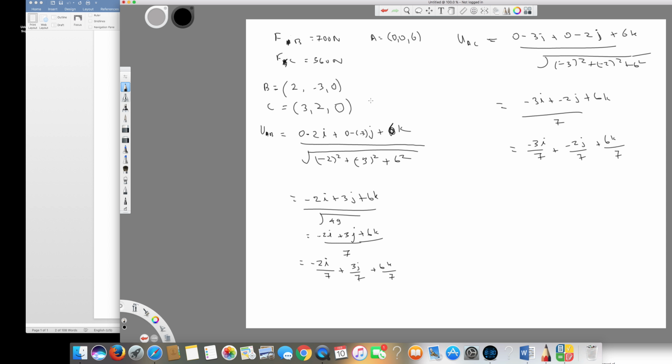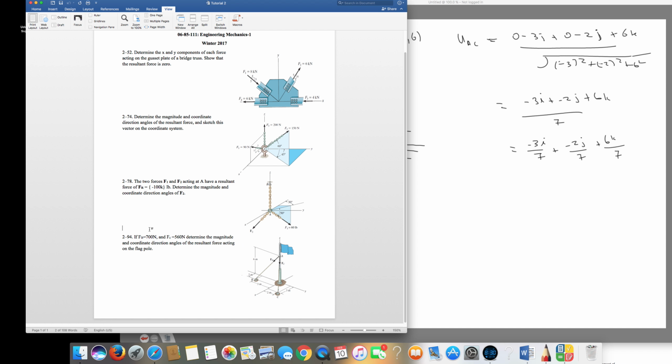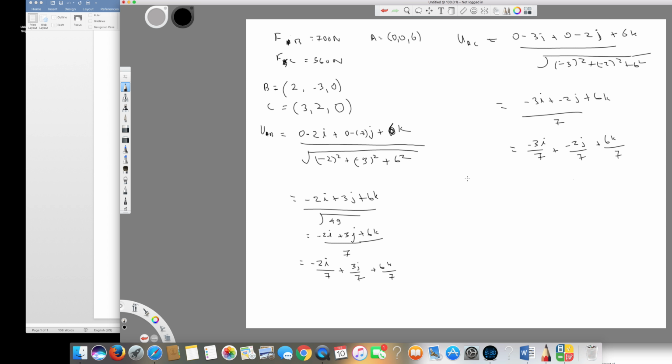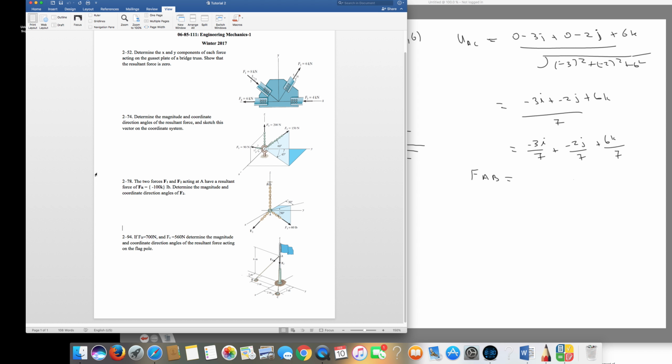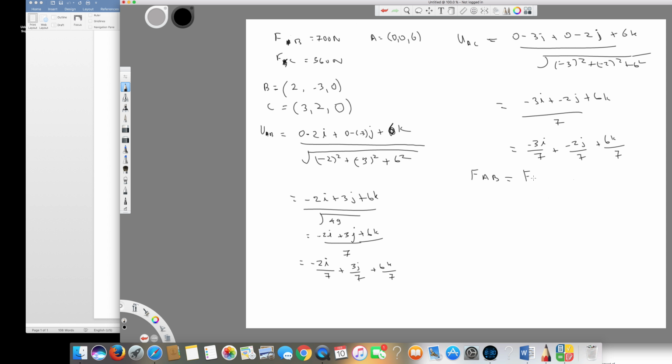Now, the question is asking for the magnitude and coordinate direction angles of the resultant force acting on the flag. So I have to find the FAB and FAC. FAB is simply going to be FB, because it's acting in that direction. FB is acting from A to B. So I have to use FB for this one. FB times UAB is going to give me FAB. UAB we found already.